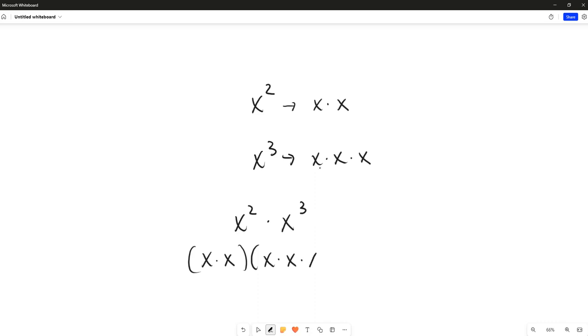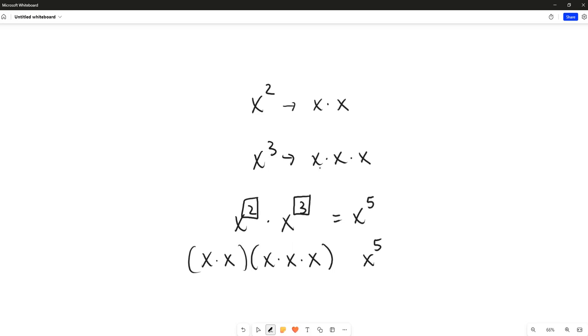I'm sorry, back up. X times x times x times x times x. All right, so if we counted all these, how many times would we be multiplying x by itself? We'd be multiplying x by itself 5 times, so this would be x to the 5th power. So you can see that if we add the exponents, that gives us our simplification.